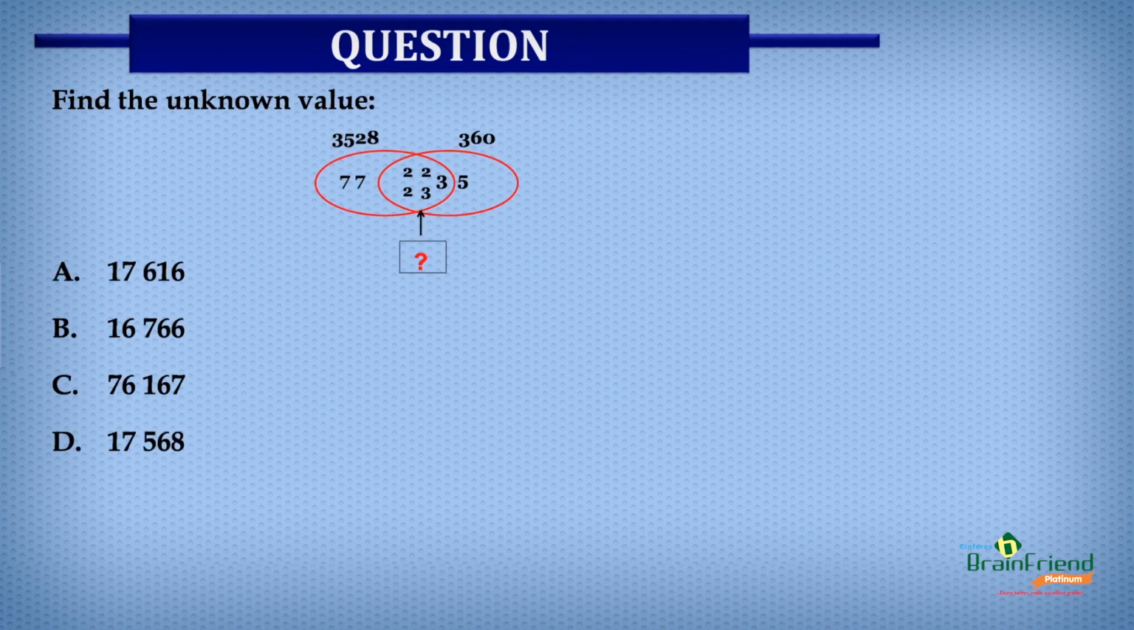Lastly, question 2 says, find the unknown value. Option A, 17,616. Option B, 16,766. Option C, 76,167. And option D, 17,568. The correct answer is option D.